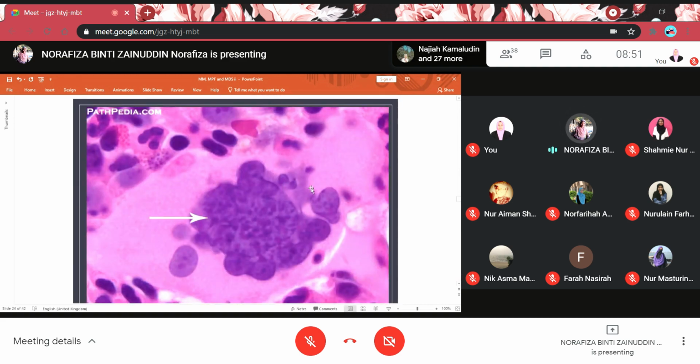Okay, what is this? This is also a megakaryocyte. Oh, okay. Hyperlobulated. Okay. This is a large hyperlobulated megakaryocyte. It can also be seen in patients with PV.